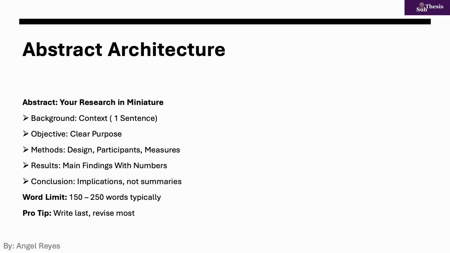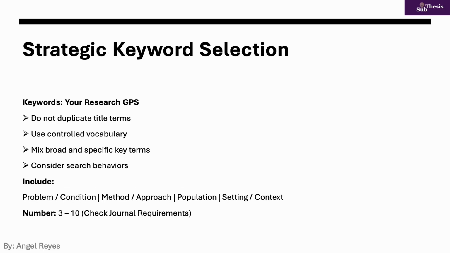Make it count. Keywords are your research's GPS coordinates in the vast academic universe. Choose poorly, and your work becomes invisible. Start with your title terms, but don't duplicate. Keywords supplement, not repeat. Think about how researchers might search for your work. What problem does it solve? What methods does it use? What population does it involve?